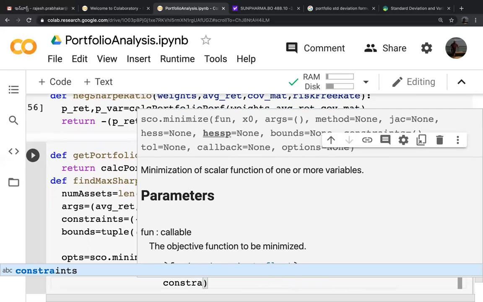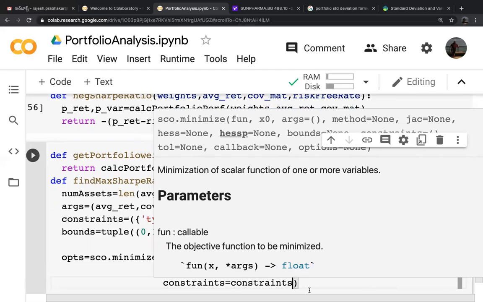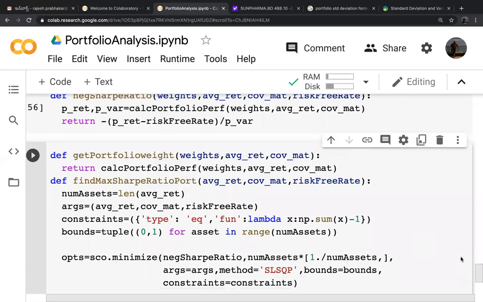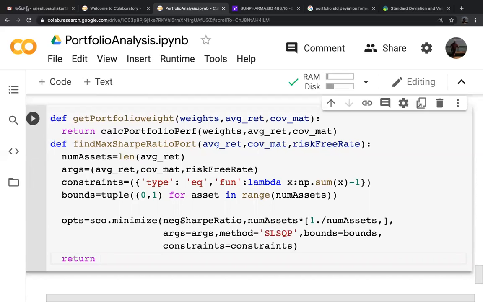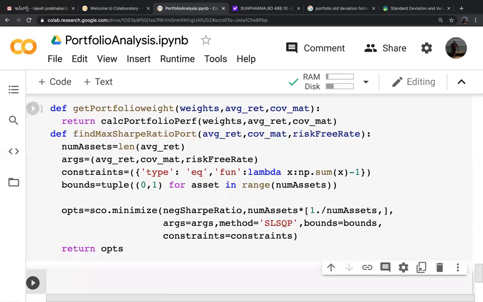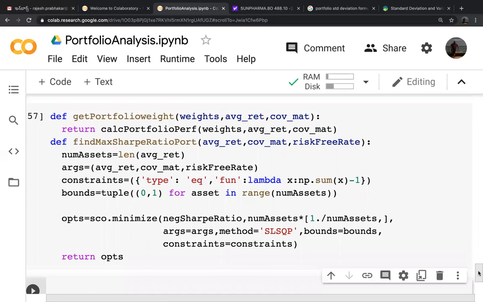Constraint is equal to constraint. So we are defining various constraints to this function so that it can calculate the best possible portfolio. Okay. Now, once you have the constraints, return OPTS. Return the ops or optimum rate. So basically, we have created a function called optimization of rate, optimal rate we get.